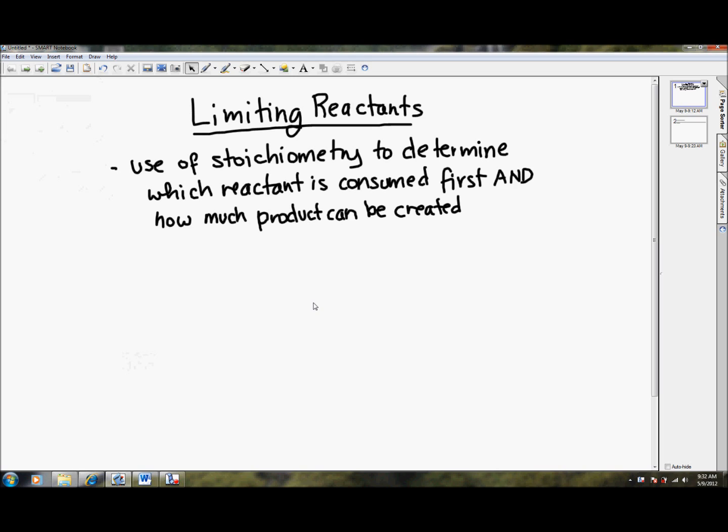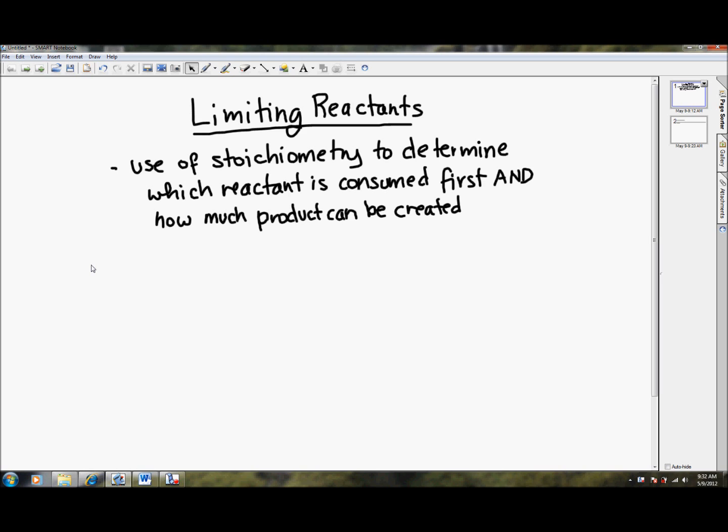The video is to discuss the concept of limiting reactants, which is a practical application of stoichiometry. It involves the use of stoichiometry to determine which reactant is consumed first in a chemical reaction, as well as how much product can be created.